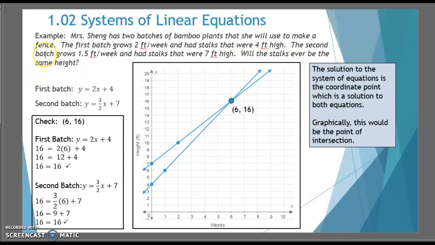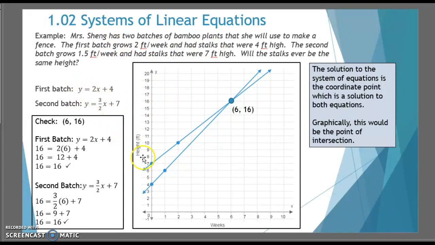The first thing you need to do is write an equation for each batch. The first batch goes 2 feet per week and had stalks that were 4 feet high, so it's 2x plus 4, where x is weeks. The second batch grows 1.5, or 3 halves, feet per week and had stalks that were 7 feet high, so 3/2 x plus 7, where x is weeks. First you write those equations, and then you graph those two lines.